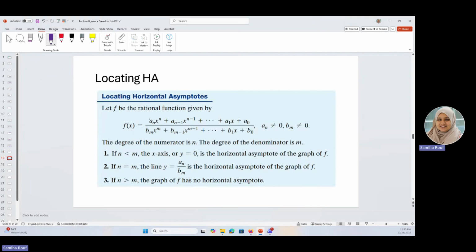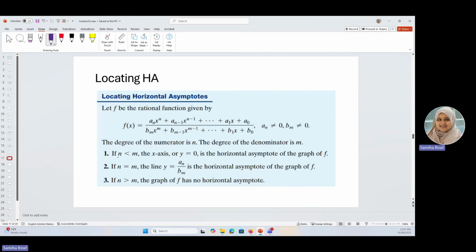So remember, the numerator of the rational function is a polynomial. The denominator is also a polynomial. And we know from the previous lectures that polynomials have a degree. That degree is based on the highest power of your polynomial. So based on that degree, we have three cases.